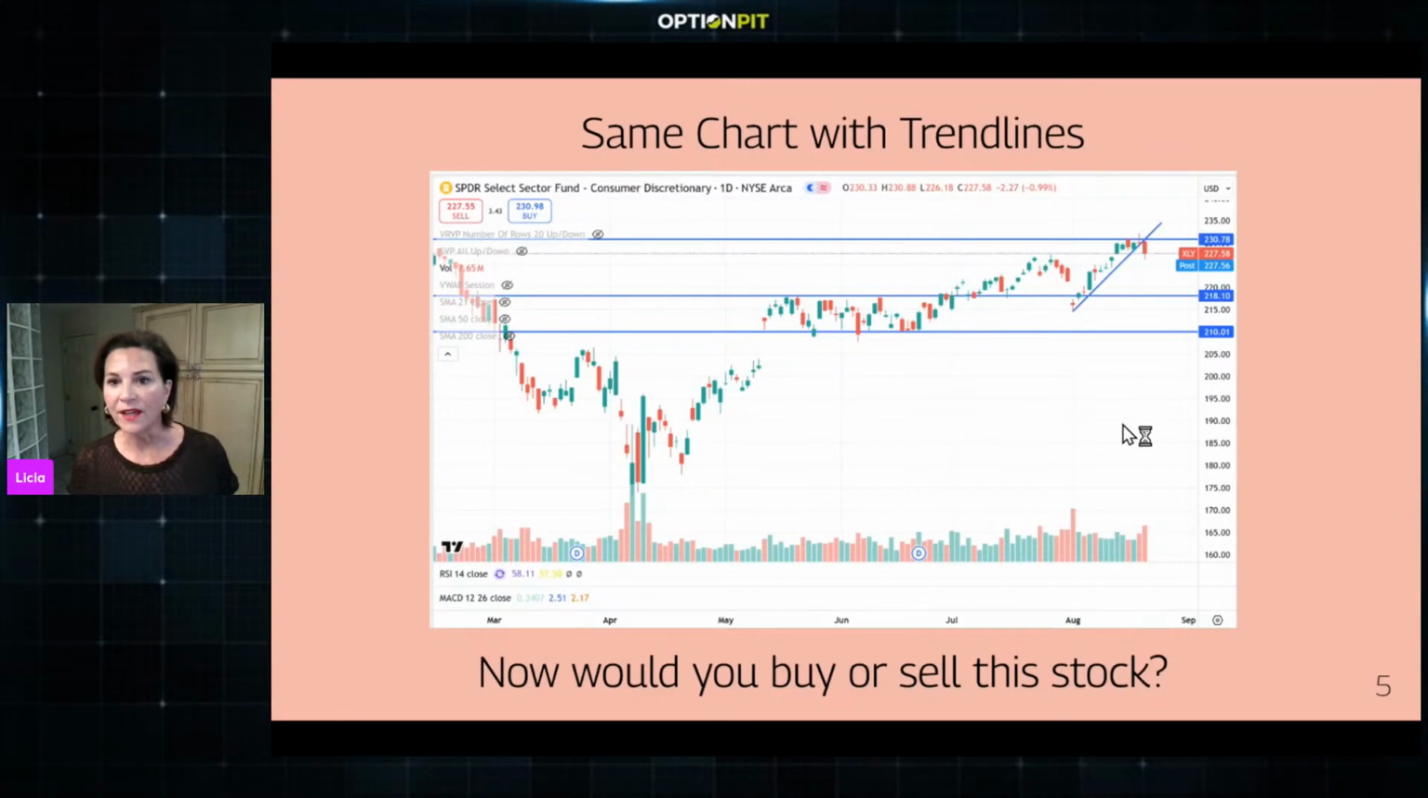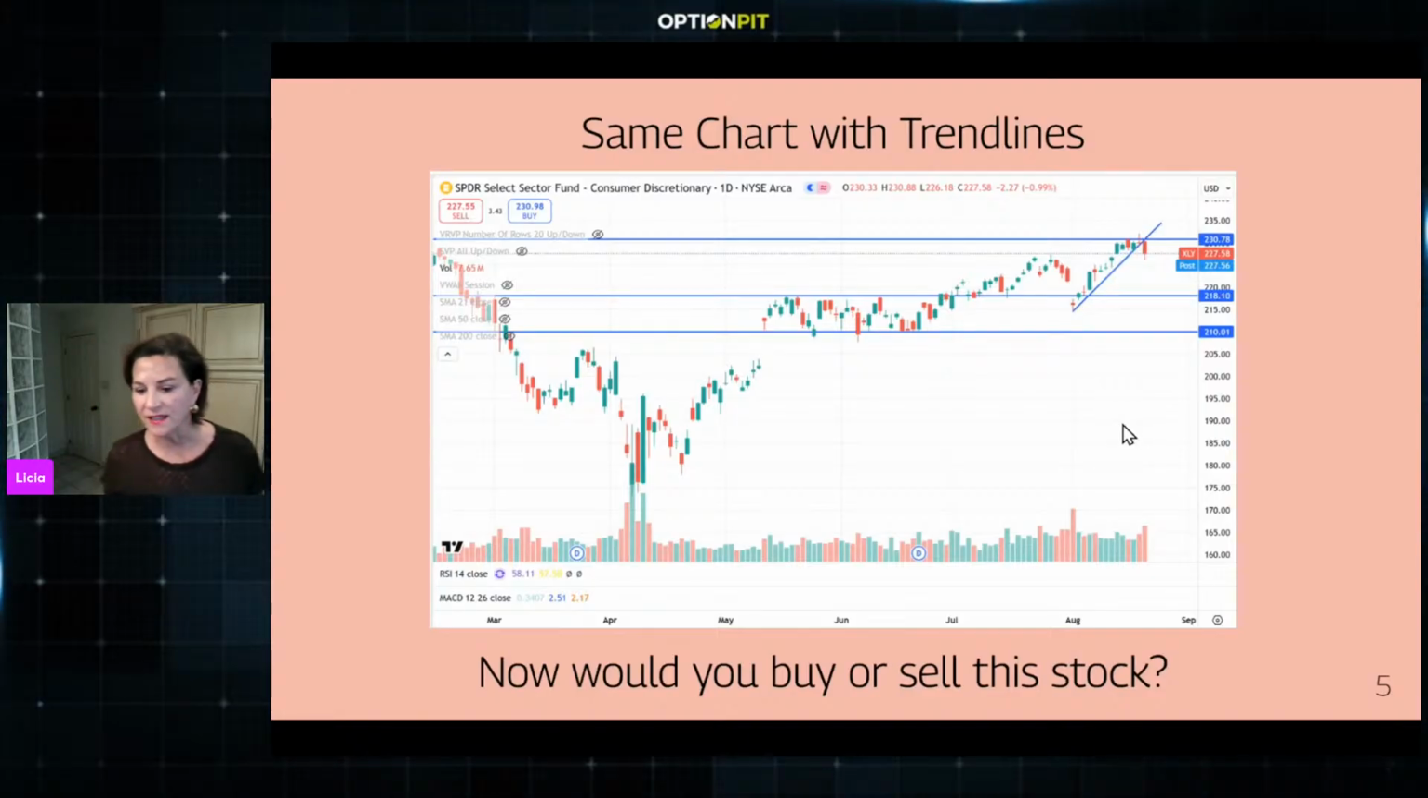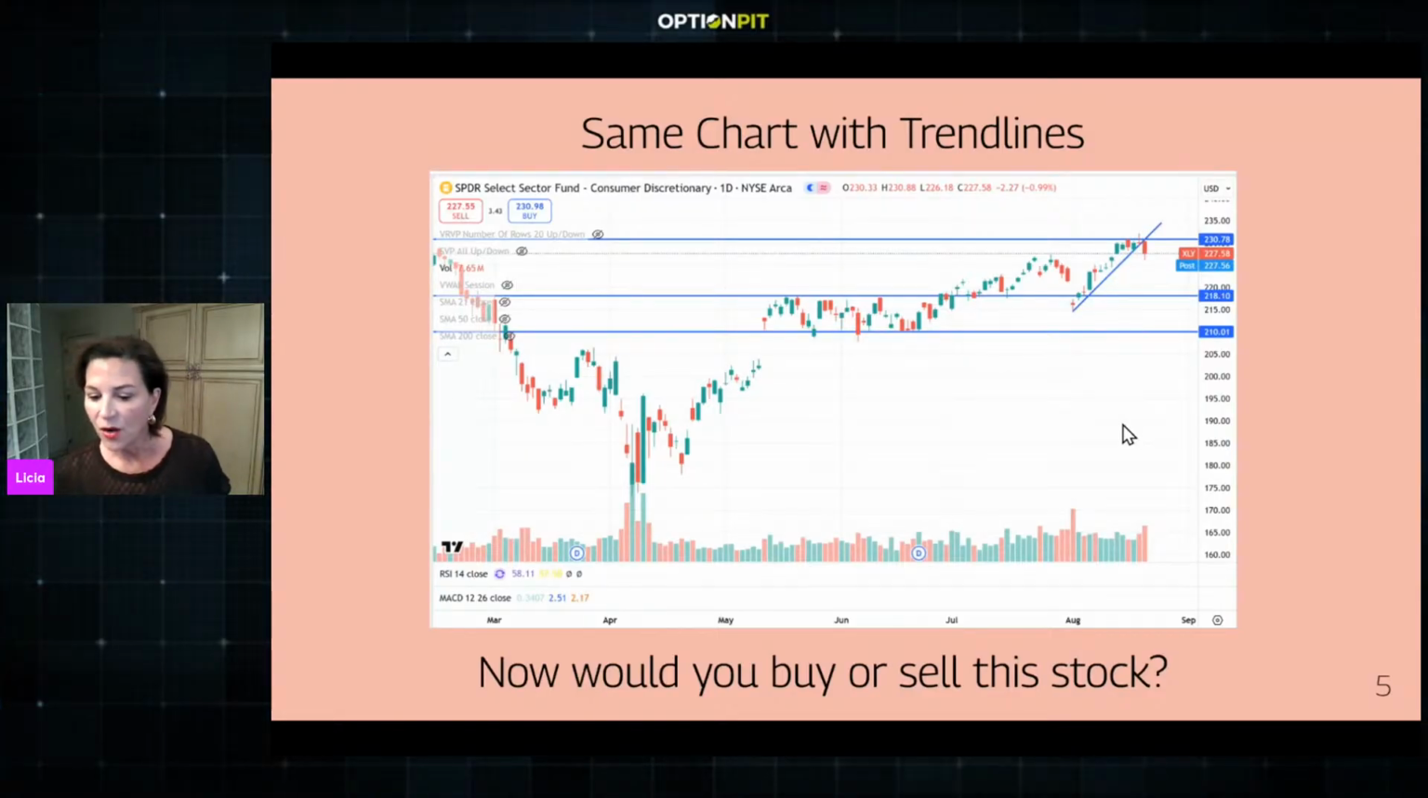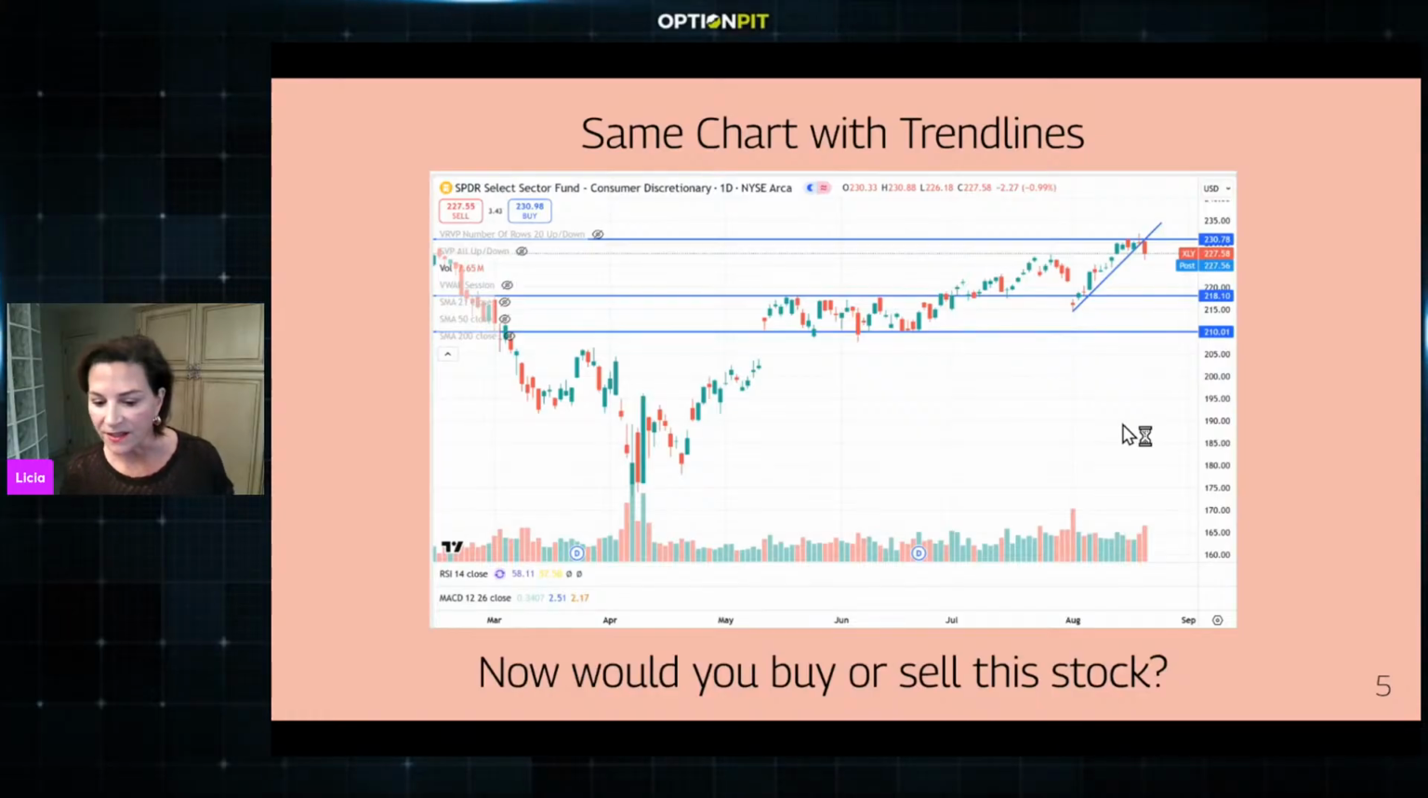So now that you've seen the stock with the trend lines, would you still be a buyer or would you rather sell this stock?